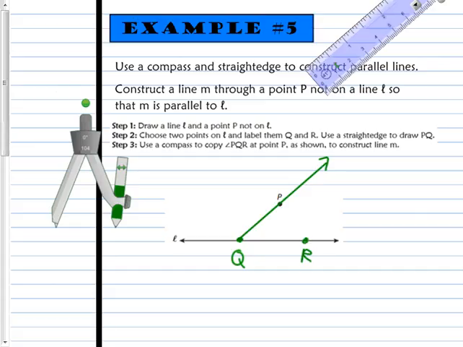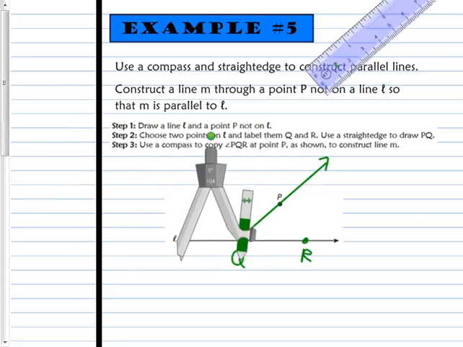And then it says step 3. So this is the easy part. Put 2 points on the line and then connect the point to Q, to your first point, okay? The next step says to use a compass to copy angle PQR at point P to construct line M. So we have to copy angle PQR.